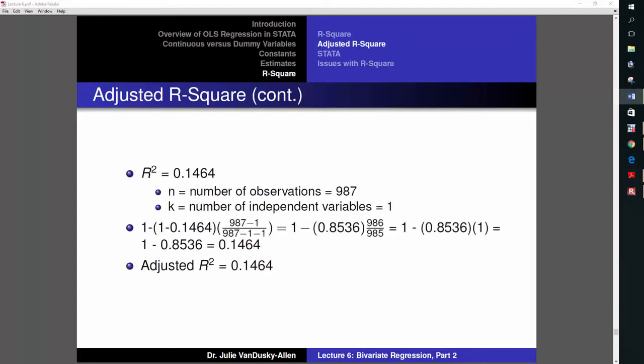So applying this to our example, our r-squared is 0.1464. We have 987 observations and 1 independent variable. 1 minus 0.1464 times 987 minus 1 divided by 987 minus 1 minus 1 equals 1 minus 0.8536 times 986 divided by 985, which equals 1 minus 0.8536 times 1, which is 1 minus 0.8536, which equals 0.1464. So the adjusted r-square is 0.1464.